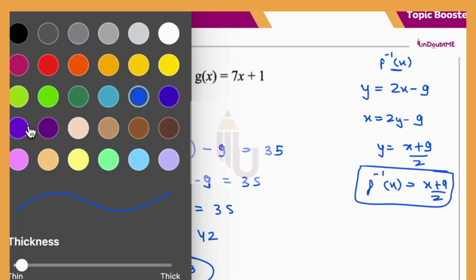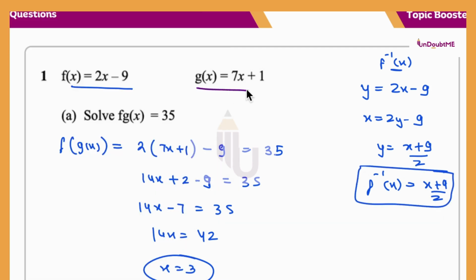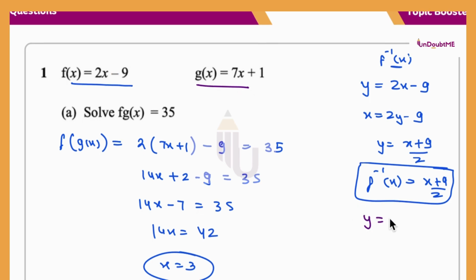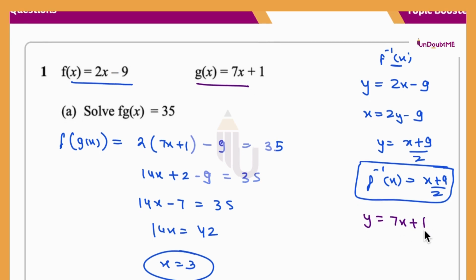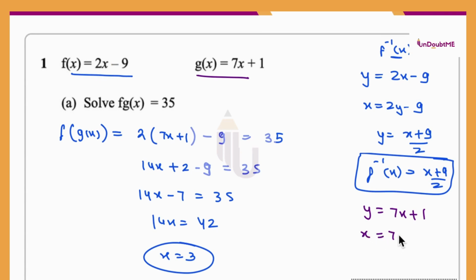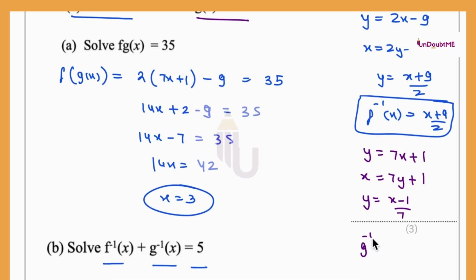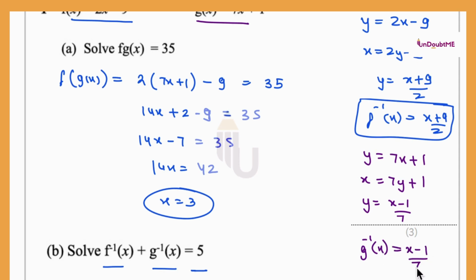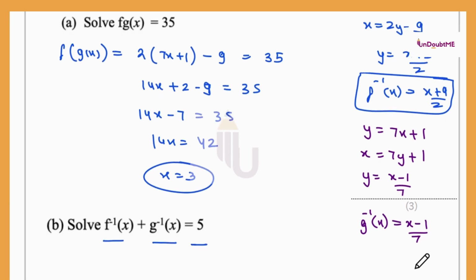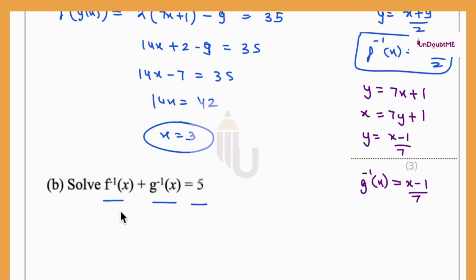Likewise, we can also find g inverse. For that I'll start with y = 7x + 1. Then I'll interchange x and y, same process. Then make y the subject. So that will give me y = (x - 1)/7. So I can say that g inverse of x is (x - 1)/7. Now we can use these two values for solving the given equation.